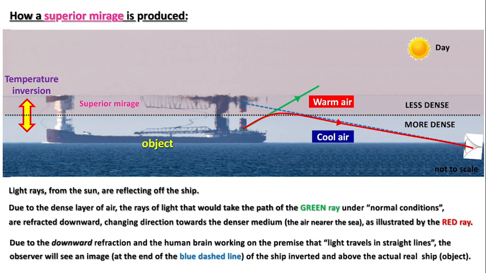How a superior mirage is produced. Light rays from the sun are reflecting off the ship. Due to the dense layer of air, the rays of light that would take the path of the green ray under normal conditions are refracted downward, changing direction towards the denser medium, the air nearer the sea, as illustrated by the red ray. Due to the downward refraction and the human brain working on the premise that light travels in straight lines, the observer will see an image at the end of the blue dashed line of the ship inverted and above the actual real ship.